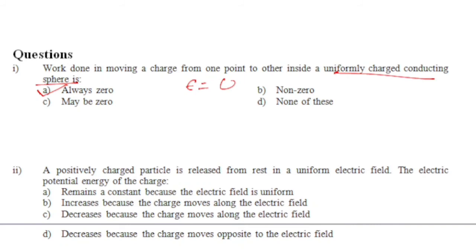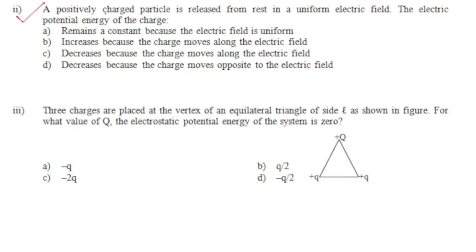Next, question number 2. A positively charged particle is released from rest in a uniform electric field, right? The electric potential energy of the charge.